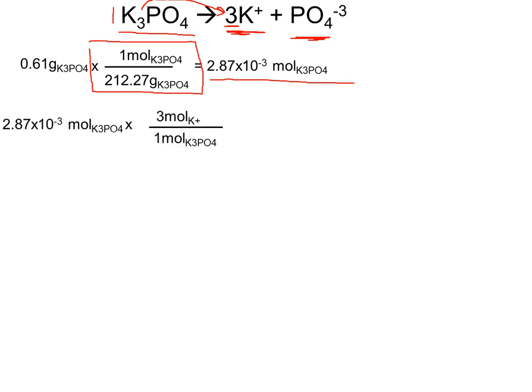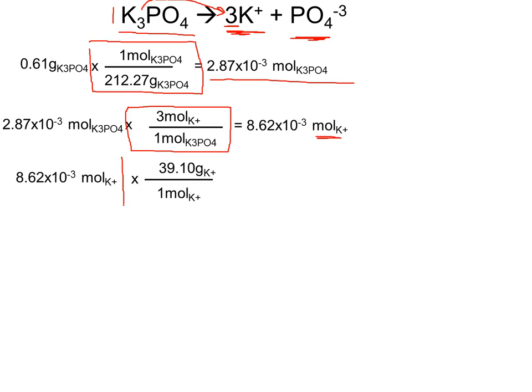Now I can convert to moles of potassium. So it's a 3-to-1 ratio. So I'm basically multiplying the moles of potassium phosphate by 3, and I get my moles of potassium ions. Now, this is a mass percentage calculation, so I can't use this. I'm not doing a moles per liter calculation. I'm doing a mass percentage calculation. So I'm going to have to take my moles of potassium now and convert them into grams. So moles of potassium will cancel out, and my answer will be in grams of potassium ions.